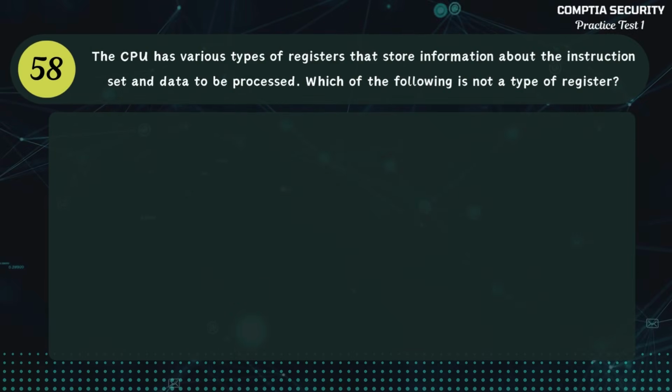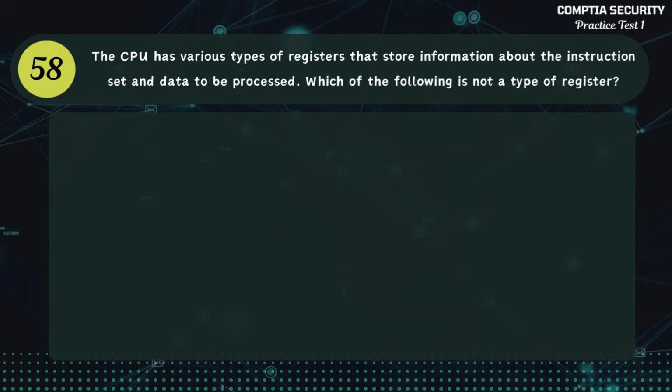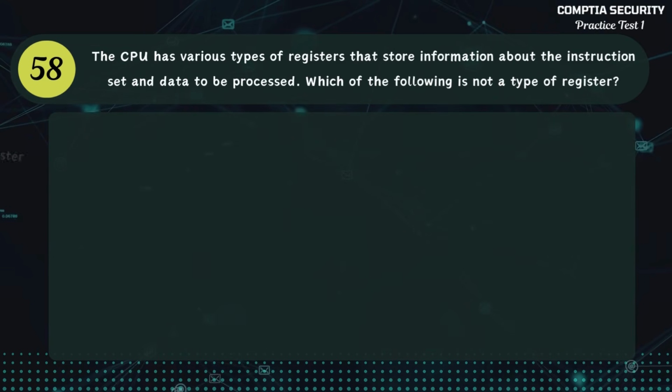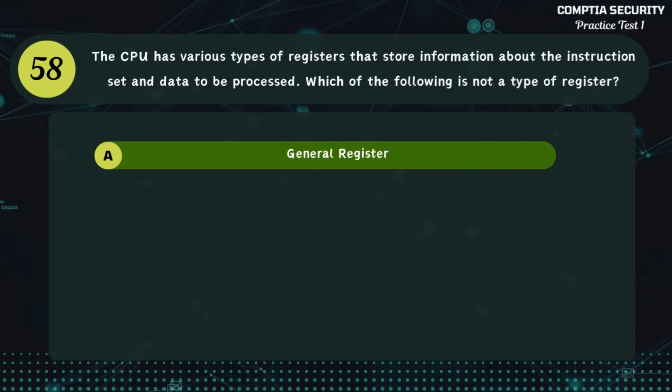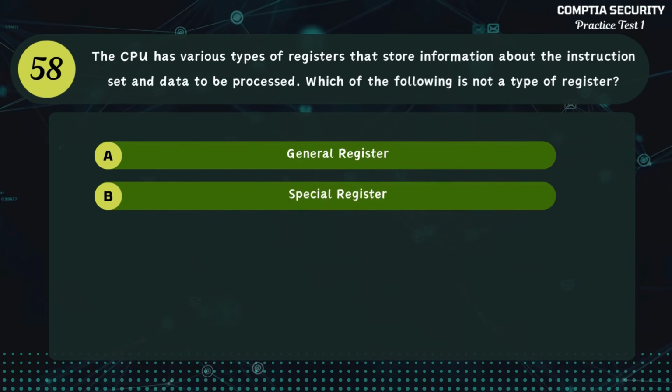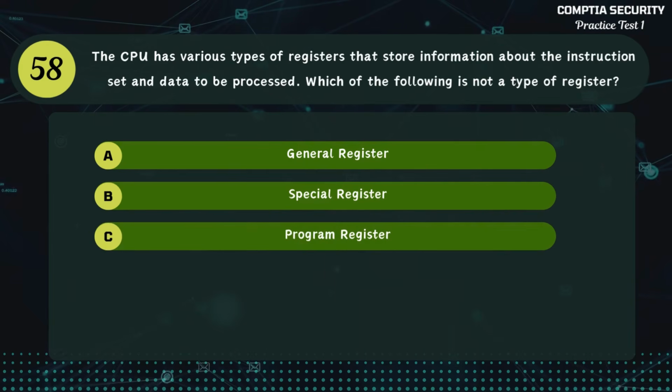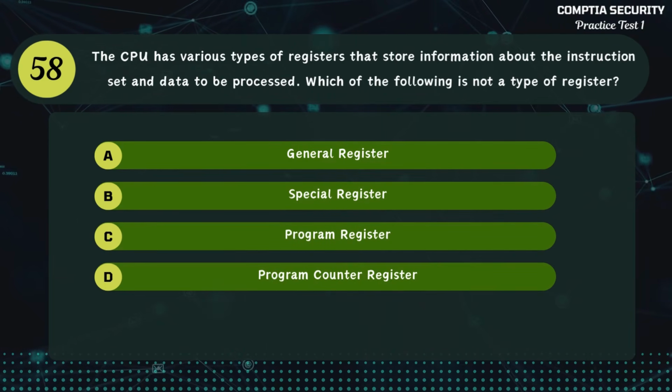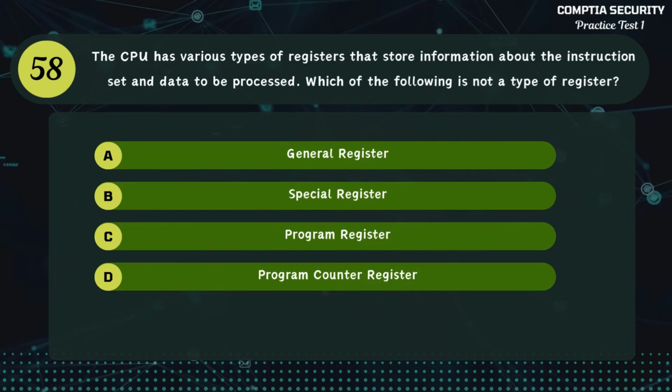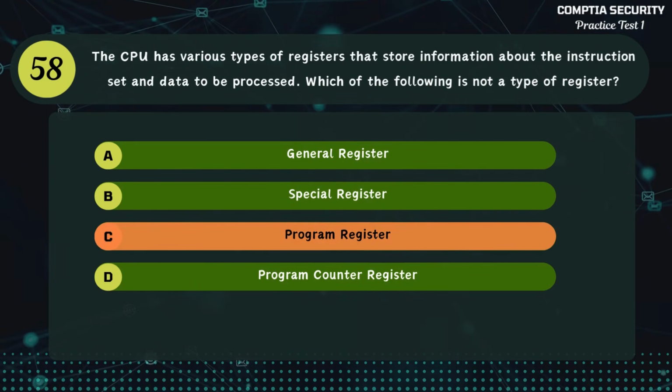Question 58. The CPU has various types of registers that store information about the instruction set and data to be processed. Which of the following is not a type of register? A. General register. B. Special register. C. Program register. D. Program counter register. Correct answer C. Program register.